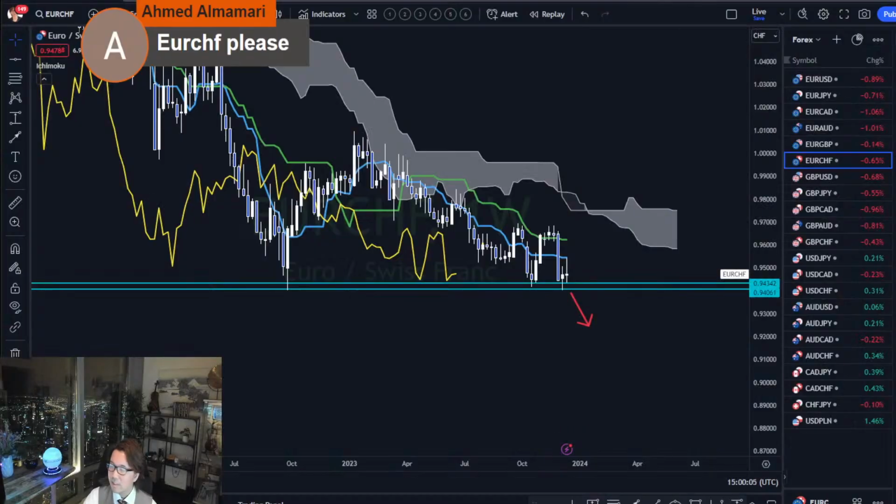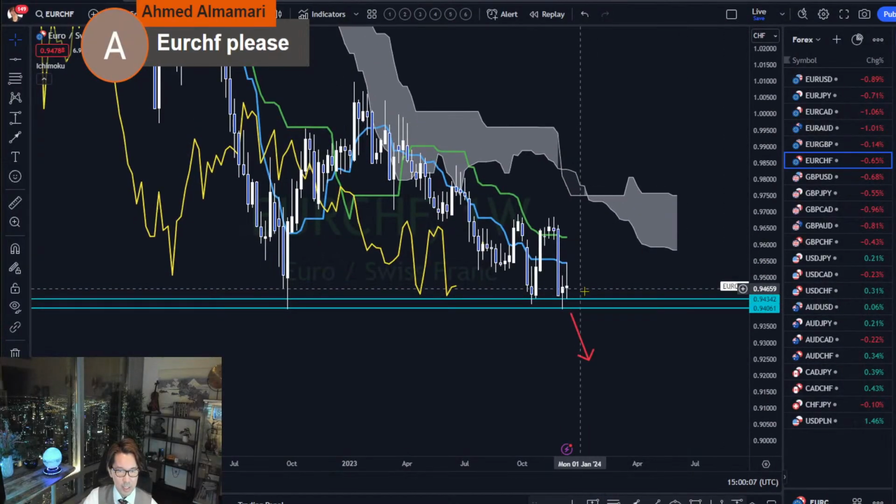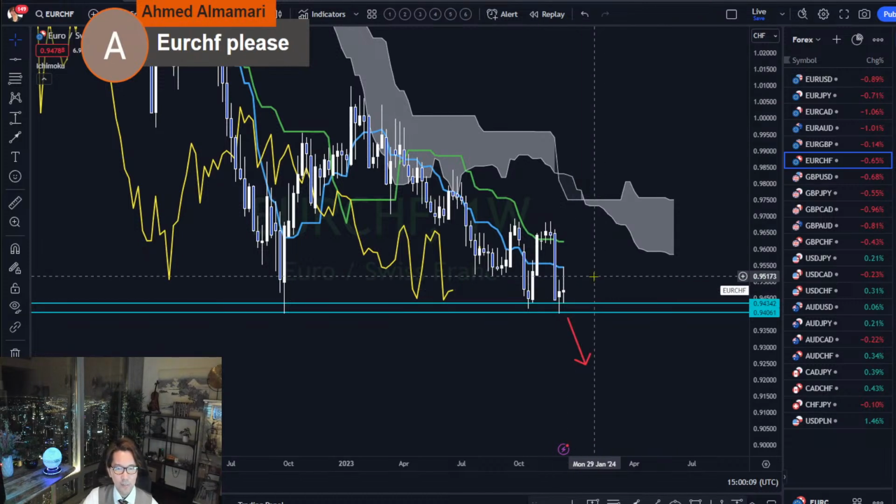Okay, and Euro Swiss franc, it's about to break the support level. So that's what I'm waiting for, the breakout of 0.9406. Here's the chart, about to break the support and waiting for that to happen. That's Euro Swiss franc.